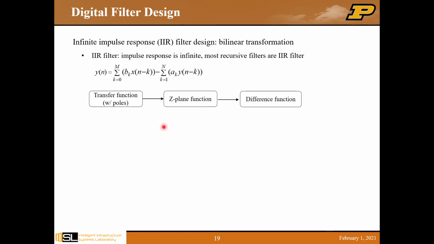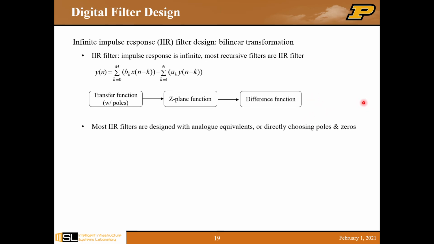The way to design an IIR filter is that we first obtain the transfer function that we expect to manipulate the original signal, with poles and zeros, etc. And then we do the transformation to the Z-plane using the bilinear transformation. Then we change the equation from the Z-plane function to the difference equation, and then we can rewrite that into a convolutional representation of the IIR filter.